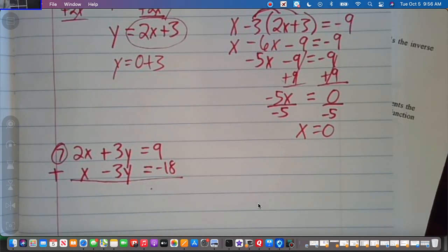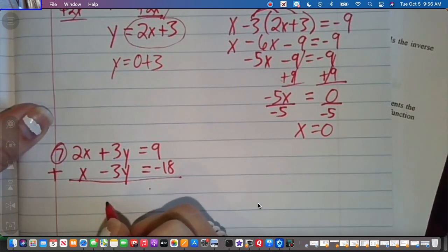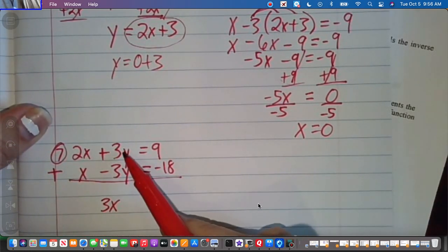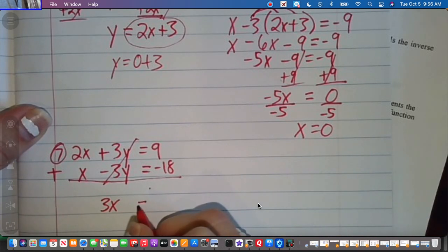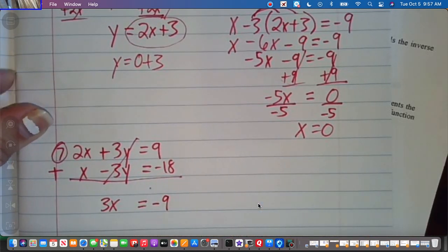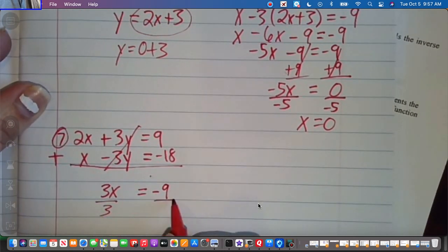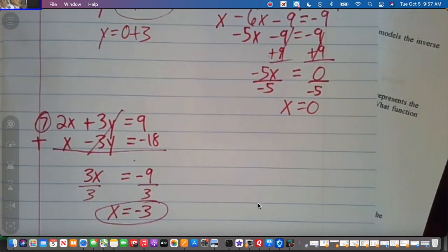And that's how you're deciding. So I'm adding. What's 2x plus 1x? 3x. So I'm going to write down my 3x. What is 3y plus negative 3y? That's what has to happen for it to be eliminated. And then what's 9 plus negative 18? Negative 9. How do you solve this? You divide by 3. So x is negative 3. And that's your answer. Well, that's half the answer.